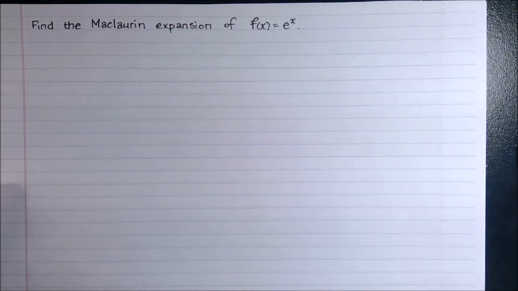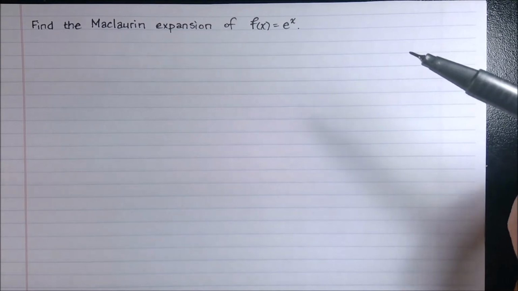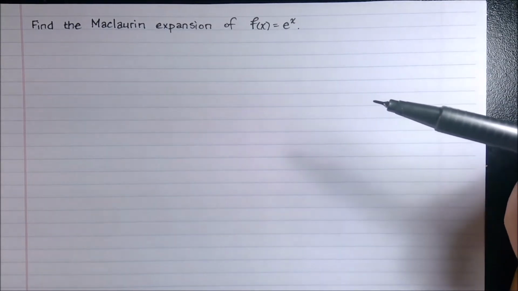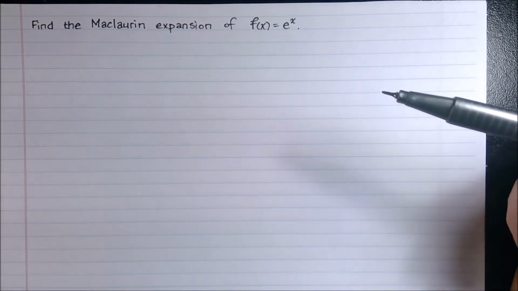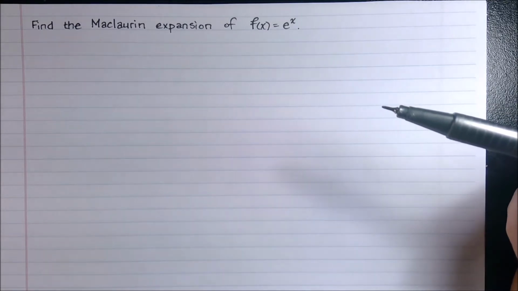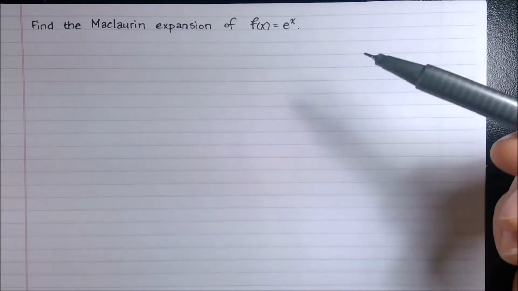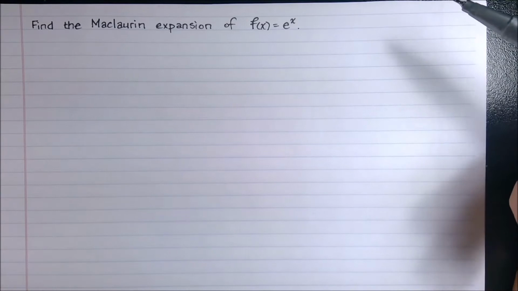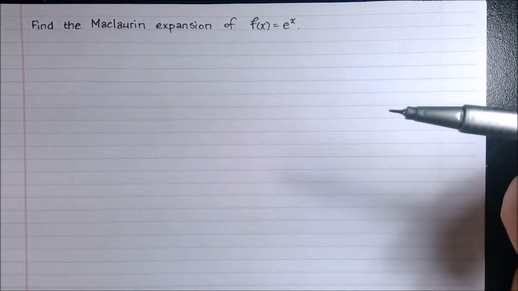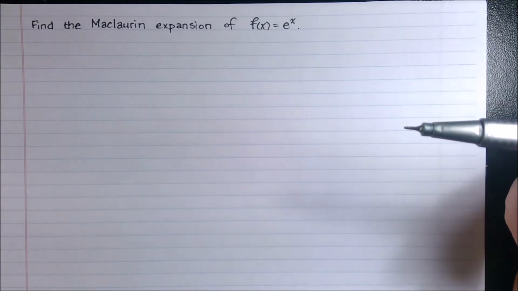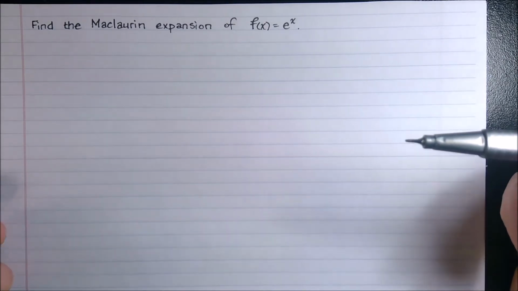All right, guys, what we're looking at here is finding the Maclaurin expansion of f of x equals e to the x. Just a heads up, you're not going to be asked to do that exact problem. In fact, you'll be expected to know what the Maclaurin expansion is of e to the x. We're just going to walk through it quickly, and then we're going to use that to try to find the Maclaurin expansion of some more complex functions.